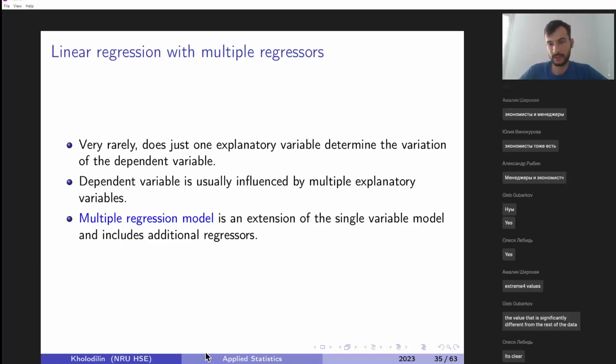And the next topic is linear regression with multiple regressors. Here it's basically the same with only one problem. Can someone guess what the problem is now? Because before you had all these assumptions and only one regressor, and now you have several regressors. Have you heard about the main problem in this setup, which appears now?